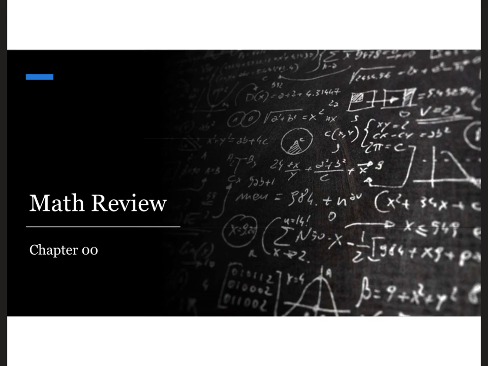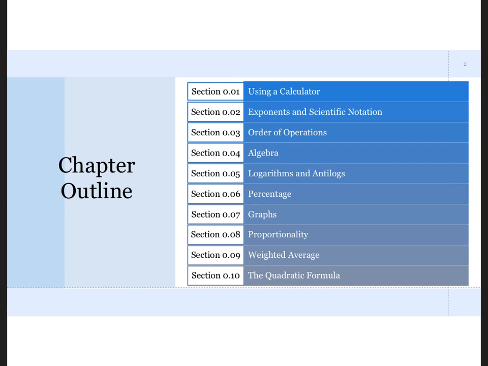While we will not cover all of Chapter 0 in this class, I do want to make you aware of the fact that the information is there for you as a resource if you need a refresher on any of the mathematical operations we use in chemistry. In this lesson, we'll briefly review Section 0.02 on exponents in scientific notation.